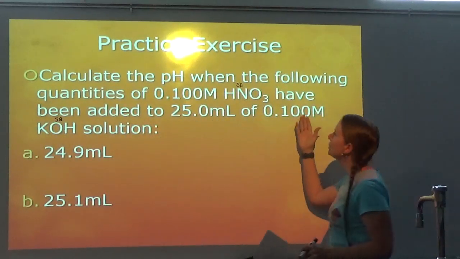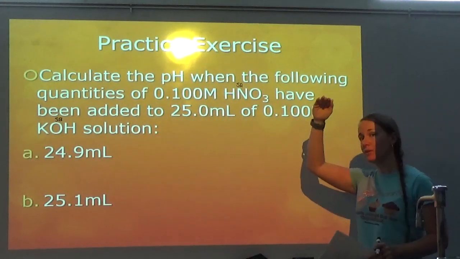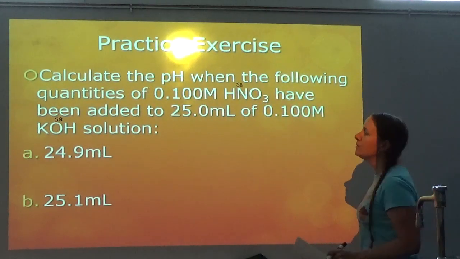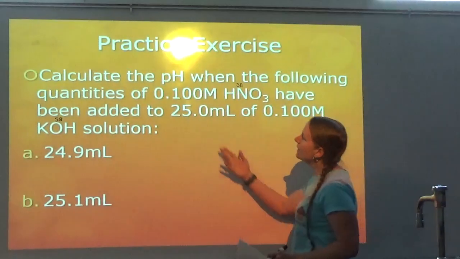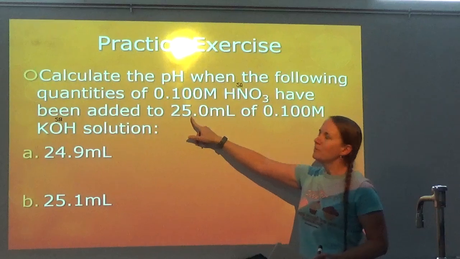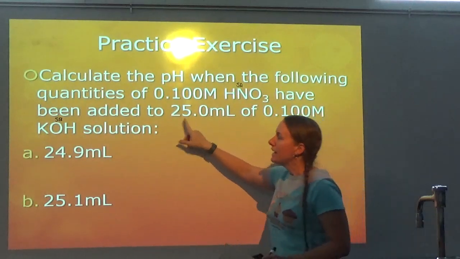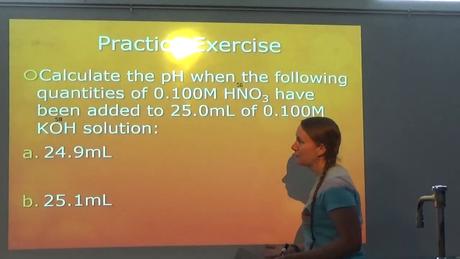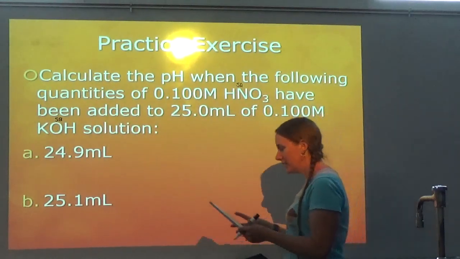So this time I'm starting with a base, so I should be starting with high pH. I'm adding an acid, so it should lower as we go. Alright, so I can see that the concentrations are equal, so that means at equivalence point I would be at 25 milliliters. So they have asked me slightly before and slightly after the equivalence point again. Alright, so let's go ahead and get started.